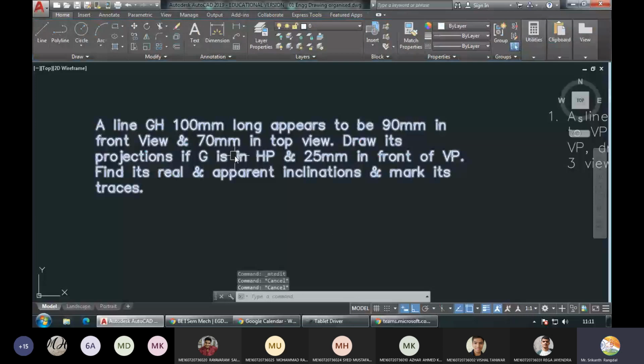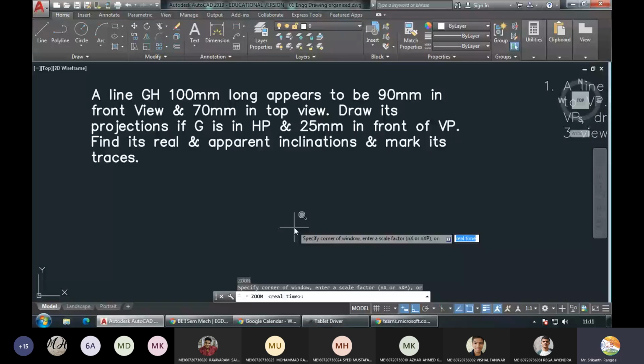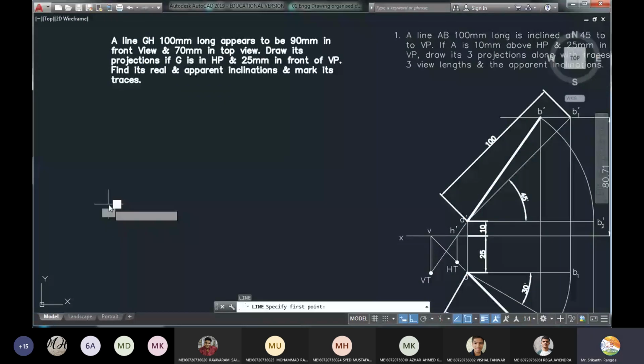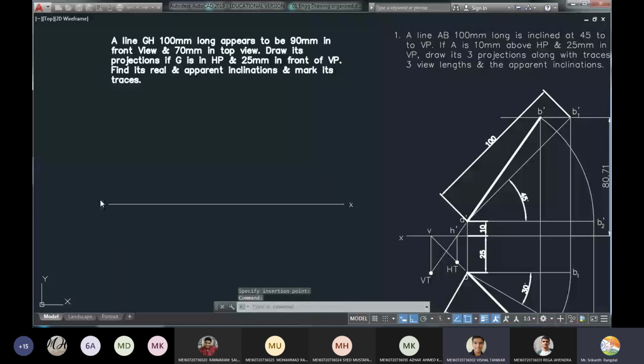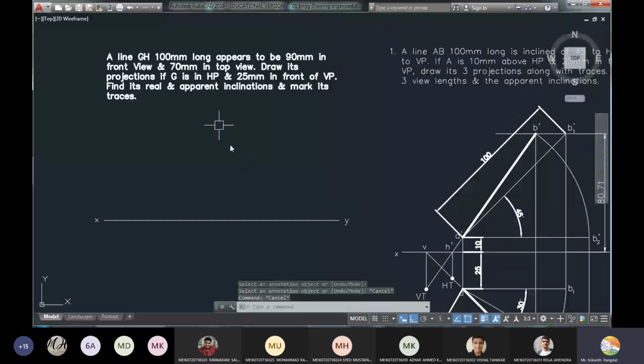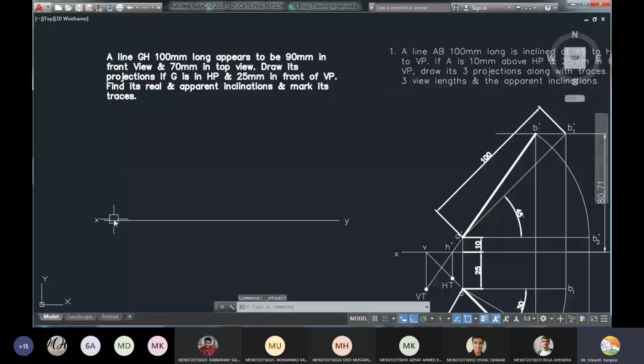Okay. So how to start? First, we have to take a horizontal line. What is this line? Come on, what is this line? Reference line XY. This is the XY line, reference line. Okay. So next, what should you do? You have to mark the position of the point G. So how to do that? First, go to OSNAP. Turn on the nearest option.